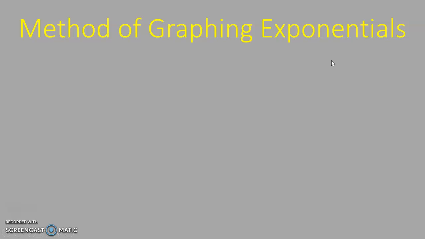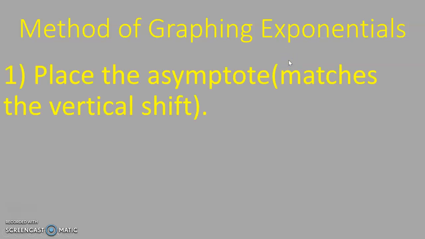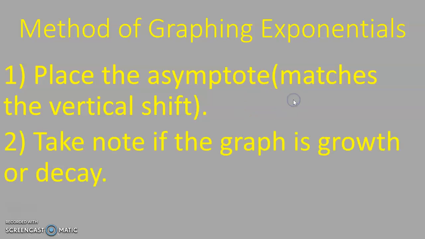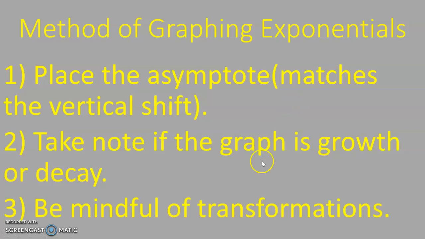Okay, so knowing all that, let's look at how you graph an exponential if you don't have a graphing utility. First, we want to place the asymptote. It's going to match the vertical shift. And this will make more sense when we see examples. But it's important to put that asymptote there just so you have a sense of where that graph should be molded, where it should not cross. So let's put that asymptote before anything else. We do want to take note if it's growth or decay based on our previous discussion, and be mindful of any transformation. So we'll talk about those through these examples.